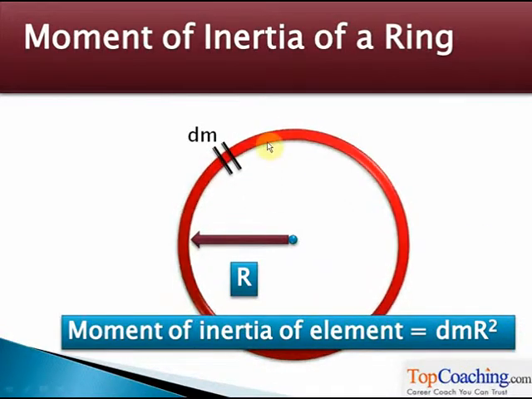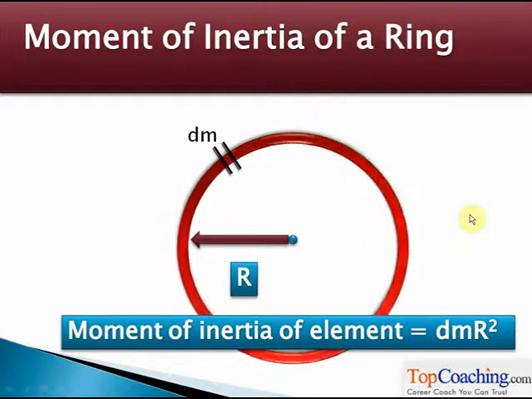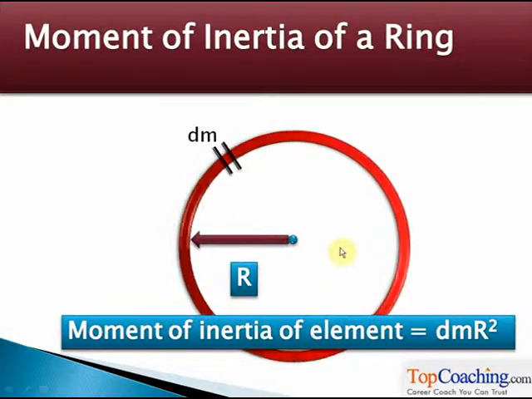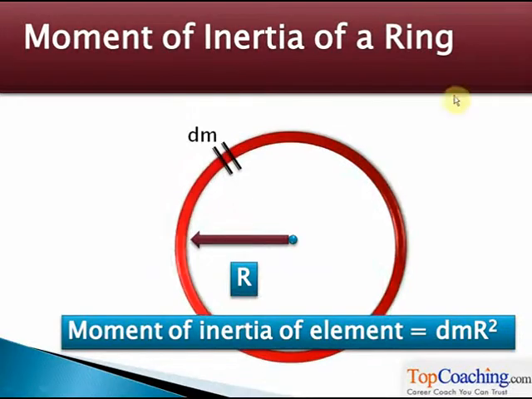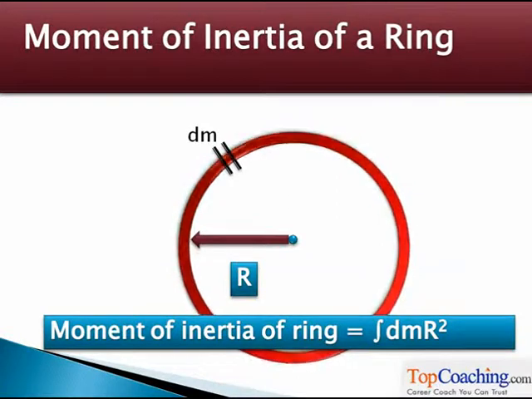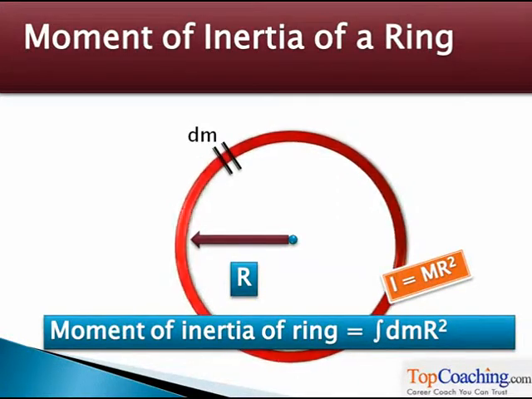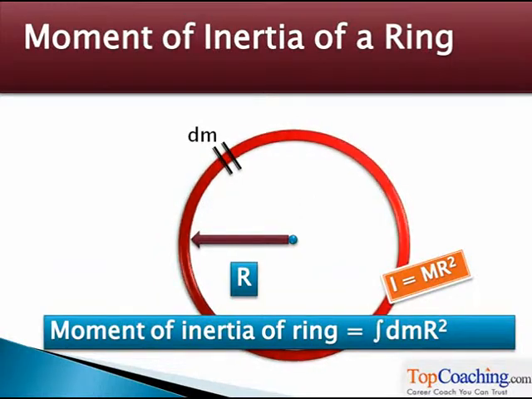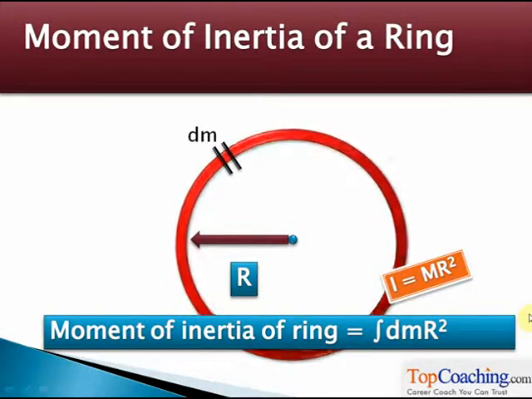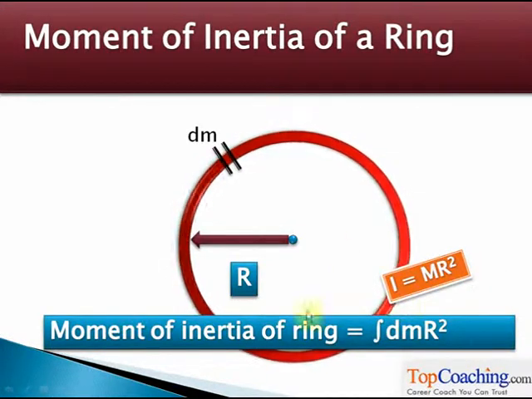The moment of inertia of the element is clearly dm into r square, where r is the radius of the ring. This is because the distance of the element from the center of the ring is r, and the moment of inertia of a particle that is at a distance r from the axis is m into r square. So the moment of inertia of the ring is clearly integral dm into r square. Now r is constant, and integral dm basically represents the total mass of the ring, isn't it? After all, if you add up the mass of all these elements, you get capital M, the total mass of the ring. Therefore, the moment of inertia of the ring comes out to be I equal to mr square.